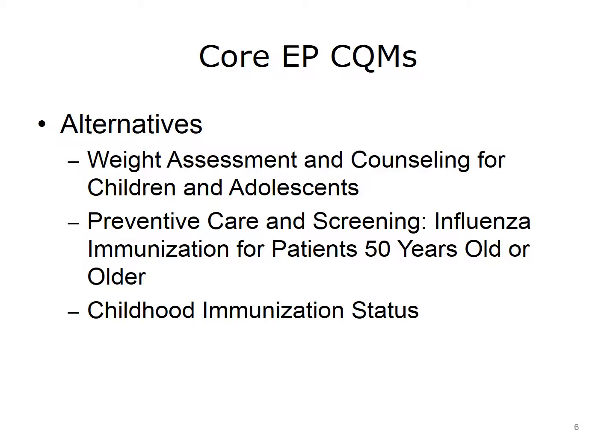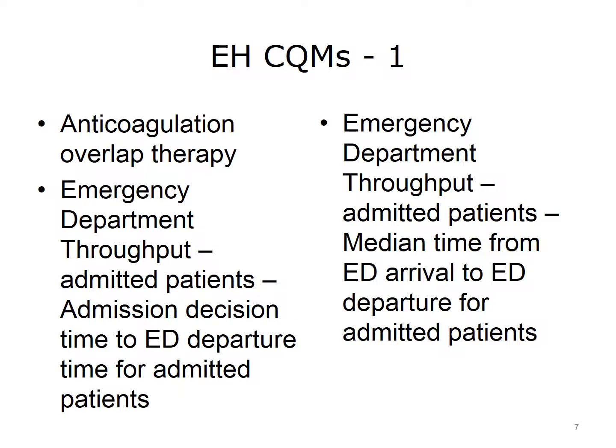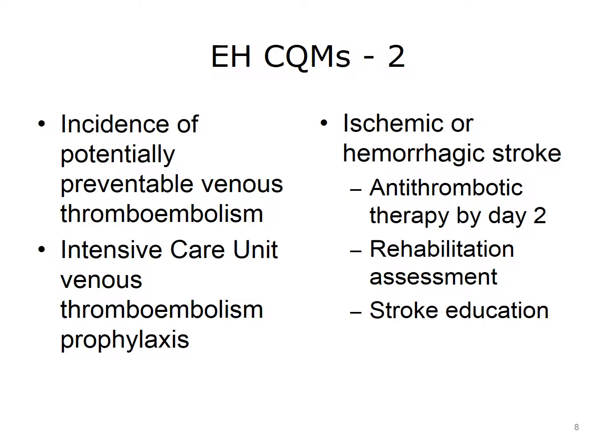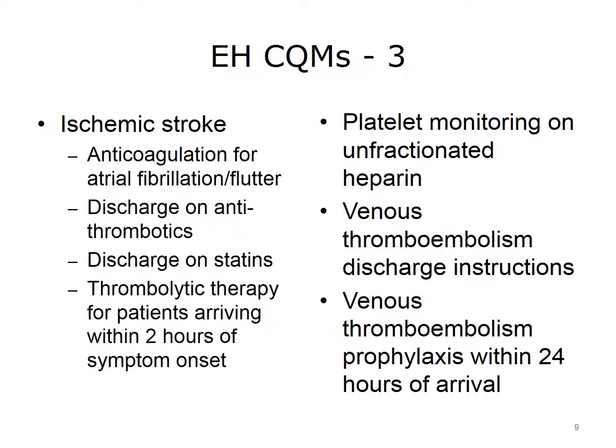There were also an additional 38 measures for eligible professionals that are not listed here, of which 3 needed to be measured. This slide and the next 2 slides show the CQMs for eligible hospitals in the 2011 Meaningful Use rules. Each hospital needed to report on all 15 of these measures to achieve meaningful use.